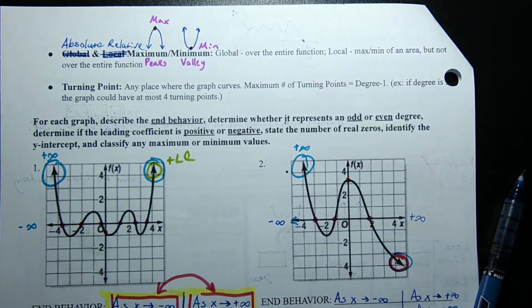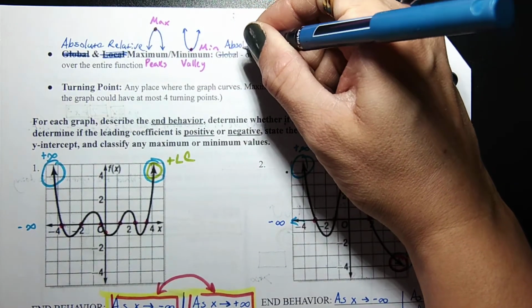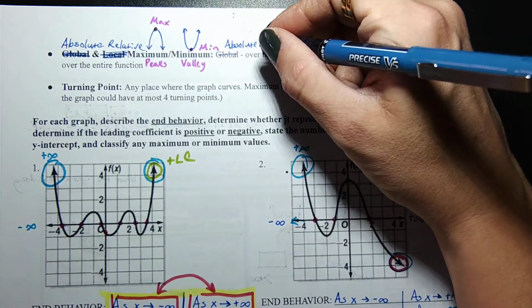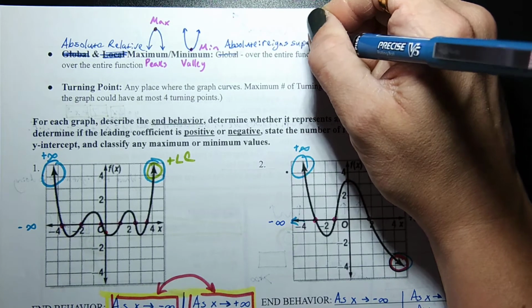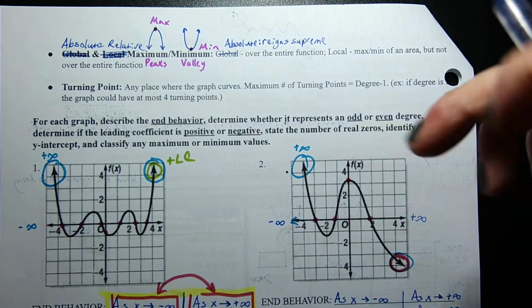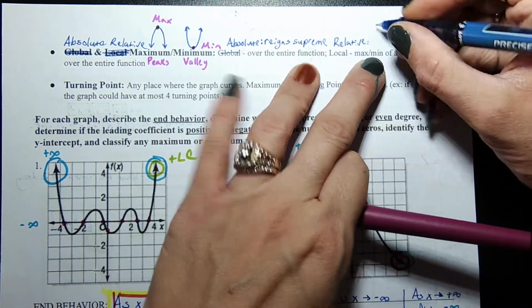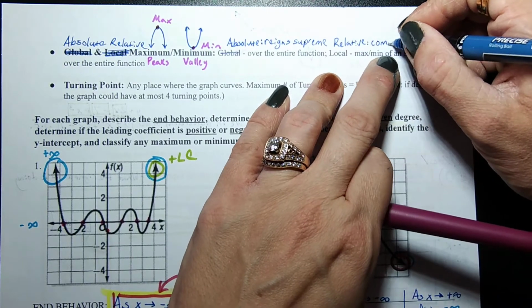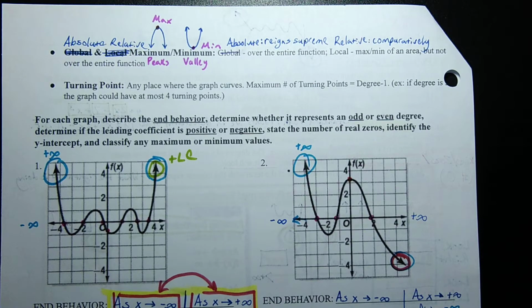Now, global means over the entire function. Local, maximum of an area, but not over the entire function. So, absolute, I want you to write reigns supreme. No other point gets higher or lower than that point. Local or relative, it's just comparatively high or low based on the surrounding points.